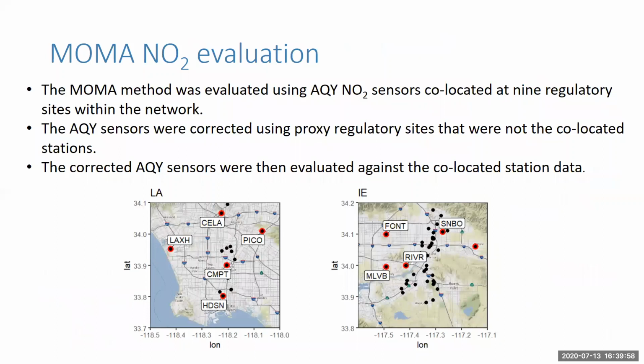The MOMA method was developed and evaluated using AQI NO2 sensors co-located at 9 regulatory sites within the network, shown here in the graphs. The AQI sensors were corrected using proxy regulatory sites that were not the co-located stations. And the corrected AQI sensors were then evaluated against the co-located station data to give us an indication of how good the correction was.